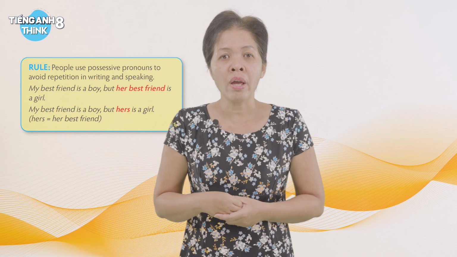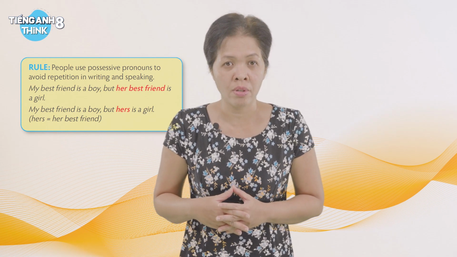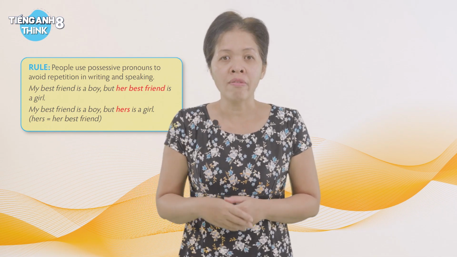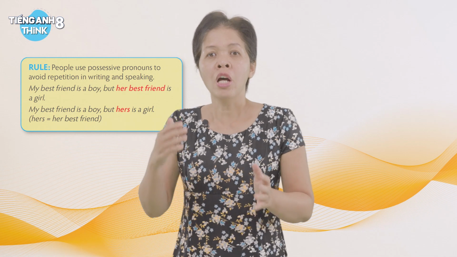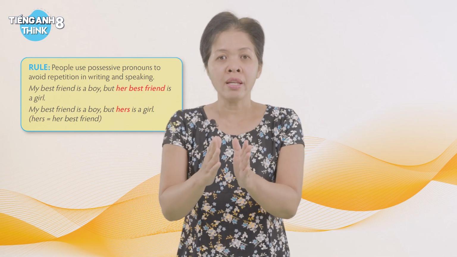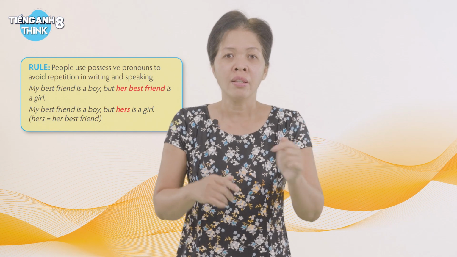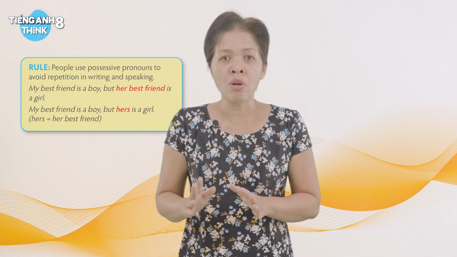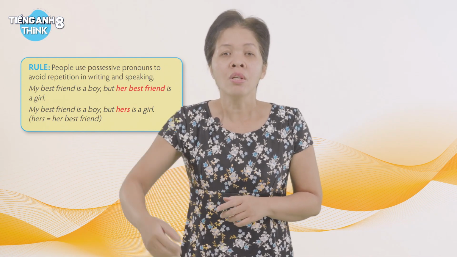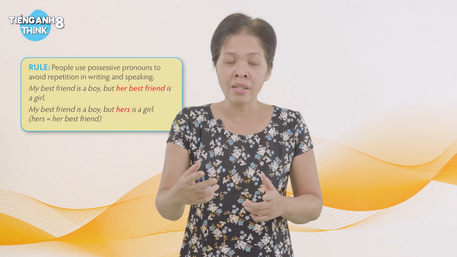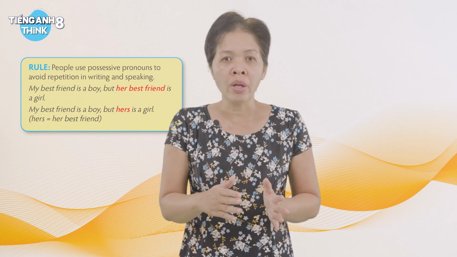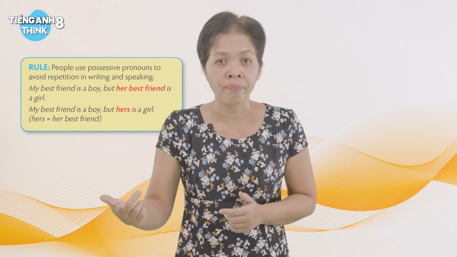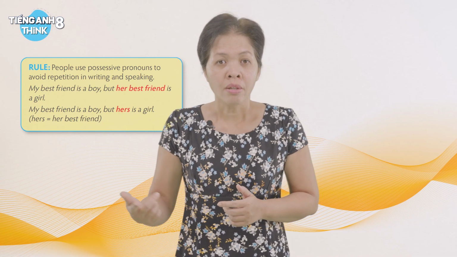Now, what do we have? Why do we use possessive pronouns? You can see that we don't want to repeat the words. For example, we have my best friend is a boy, but her best friend is a girl. If we look at this sentence, you can see best friend and then best friend. We use one phrase 2 times, and we don't want to do that. So instead of repeating the phrase, we will say, my best friend is a boy, but hers is a girl. So hers here means her best friend. Can you see that? Are you clear on that?